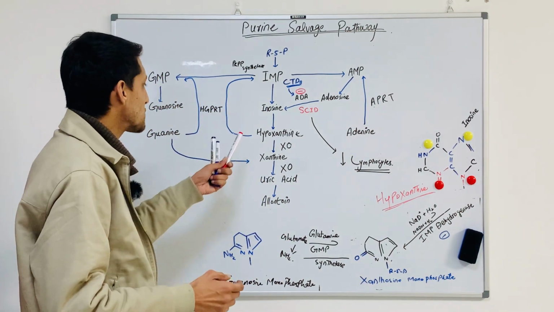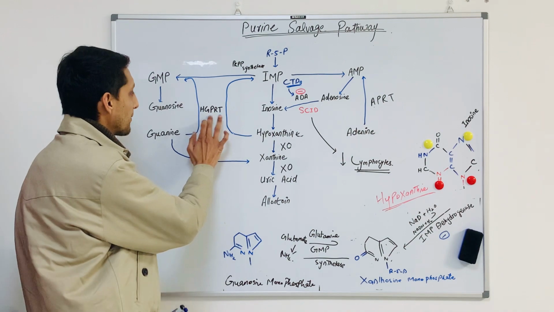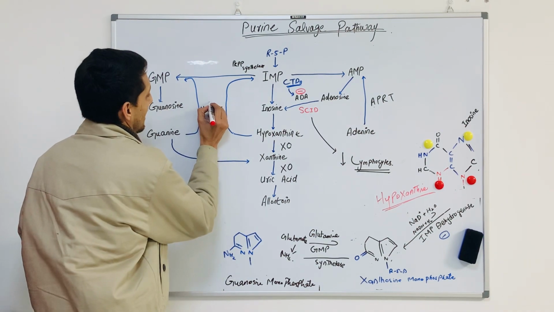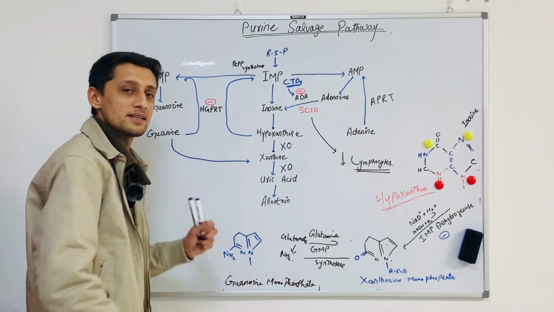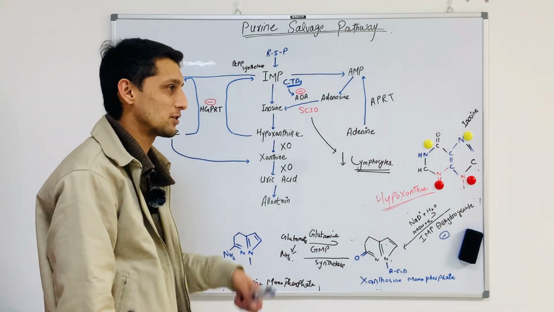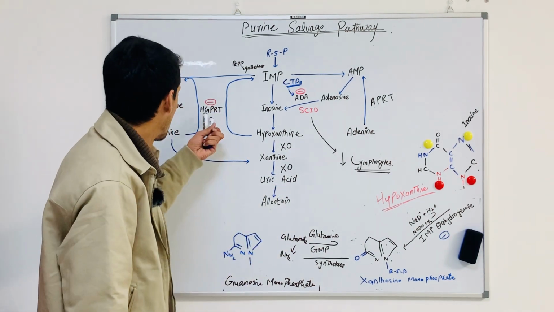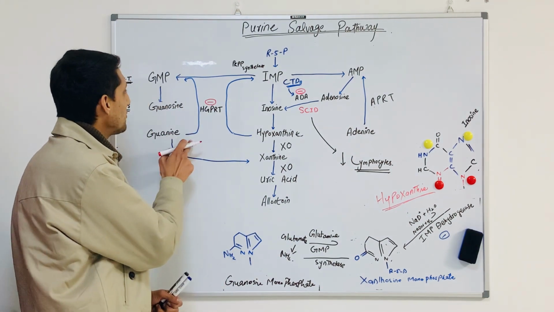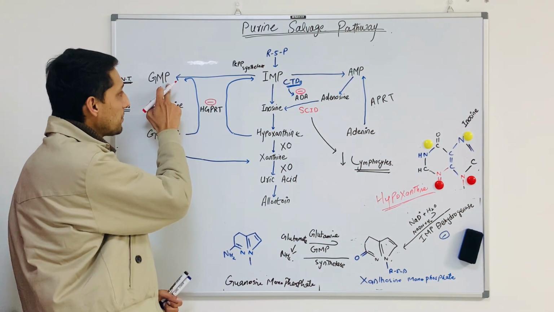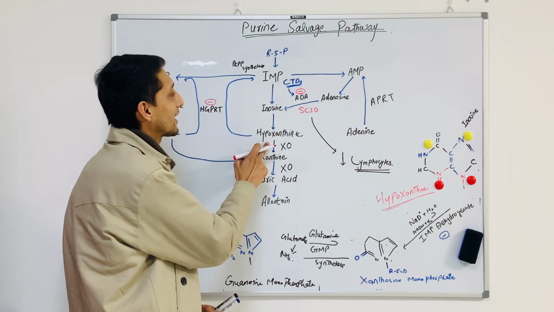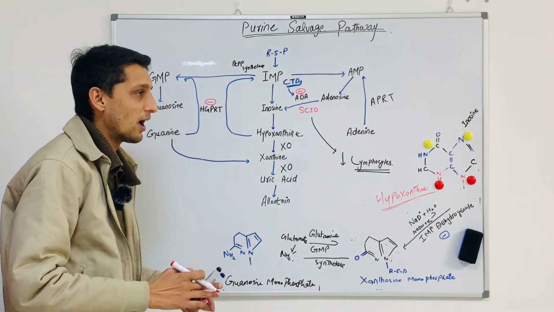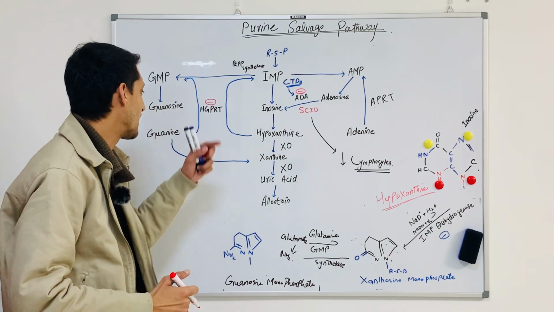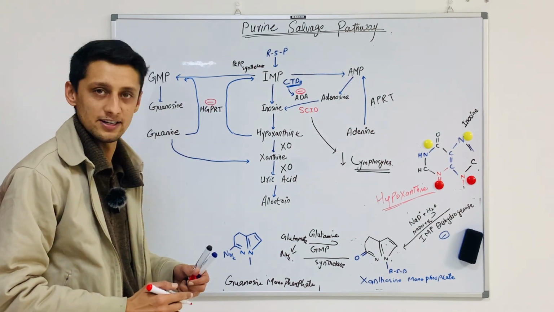Okay, now let's move toward HGPRT. If this enzyme is inhibited or reduced for any reason, what will happen? Guanine will not convert into GMP, and hypoxanthine will not get converted into IMP, right? This also happens in an X-linked recessive disorder named Lesch-Nyhan syndrome.